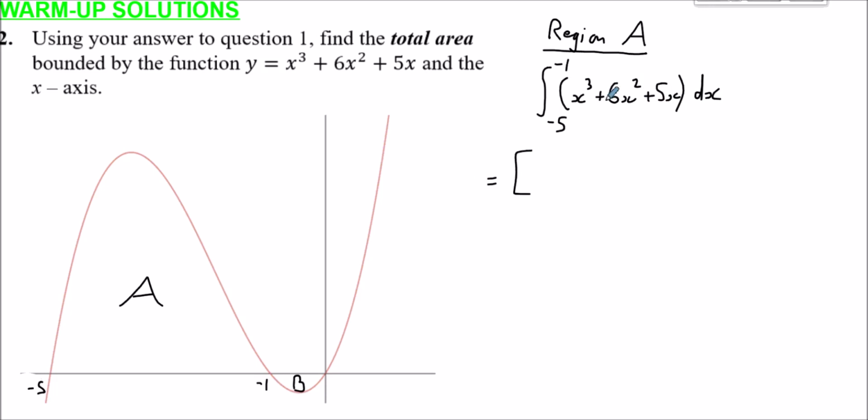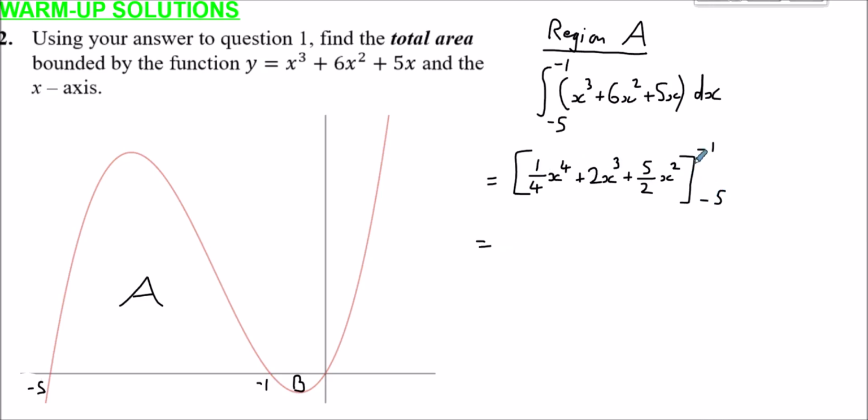So if we integrate this here, again, as ever, when we integrate, we take the variable, increase the power of the variable by 1, divide through by the new power. So x cubed becomes x to the 4 divided by 4. In other words, a quarter x to the power 4. 6x squared is going to become 2x cubed, so we have plus 2x cubed. And 5x becomes 5x squared over 2, or 5 over 2 x squared. And again, we're going to do this between the limits of minus 1 and minus 5.